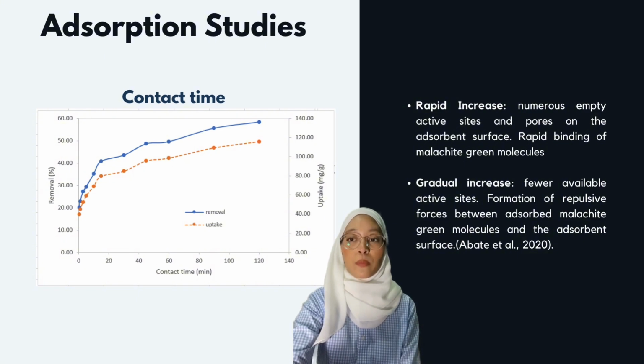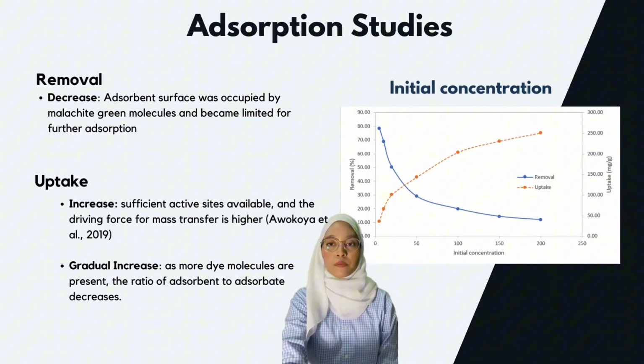For the contact time, the rapid increase of removal and uptake is due to the numerous empty active sites and pores on the adsorbent surface, so there are rapid binding of malachite green molecules. The gradual increase is due to the fewer available active sites, formation of repulsive forces between the adsorbed malachite green molecules and the adsorbent surface.